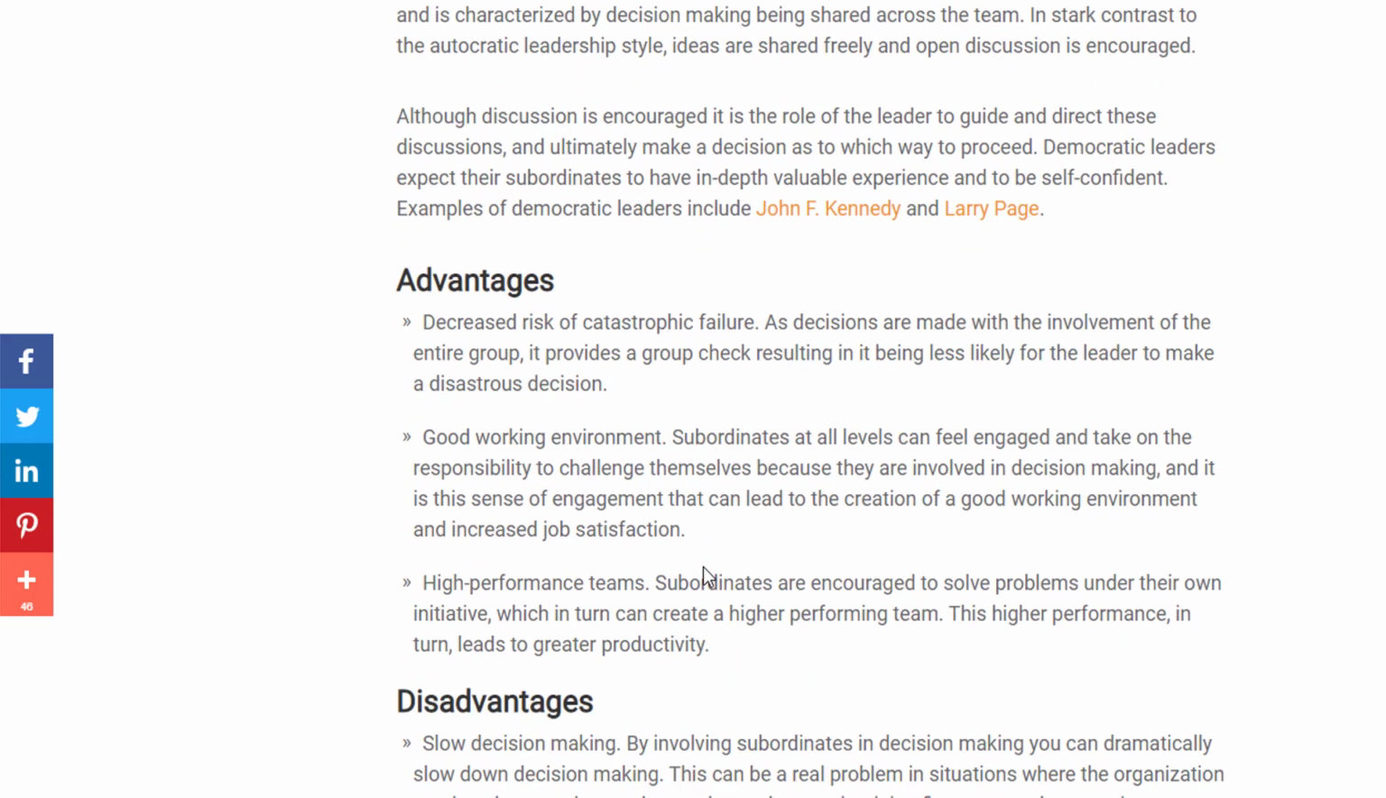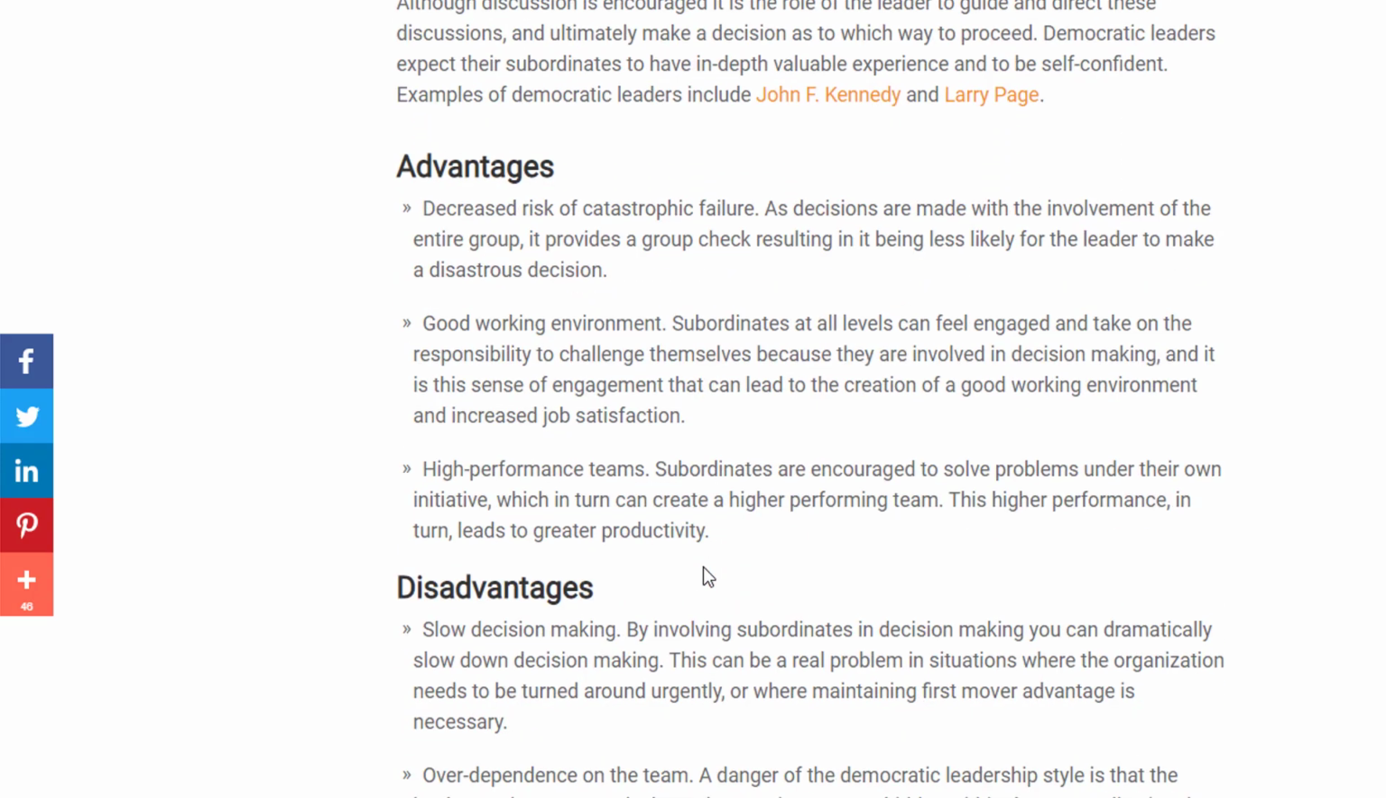Now, advantages of this leadership style: decreased risk of catastrophic failure, meaning that because there are so many eyes, so many brains, so many people chipping into a decision-making process, that reduces the chance of having a catastrophic failure, of having a major breakdown, because there are so many people in the group who might be able to say, okay, look, this might be wrong. Maybe we should take this angle. Maybe this angle is not the best.